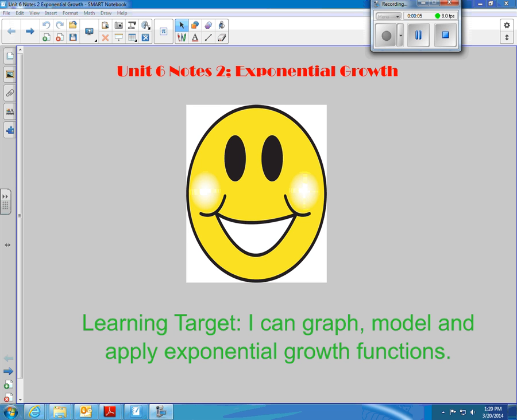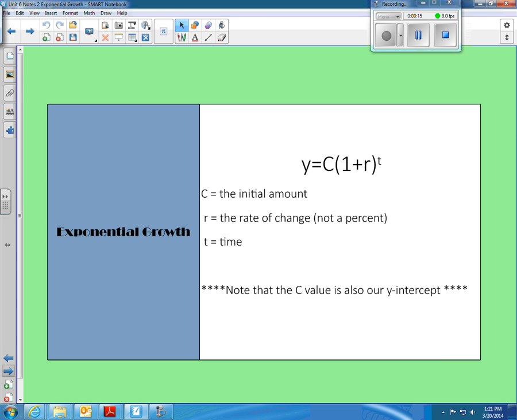We are going to be doing Unit 6, Notes 2 on exponential growth. Our learning target today is I can graph, model, and apply exponential growth functions. So we are going to see growth functions. This is going to be a little bit different than the exponential functions we talked about yesterday.